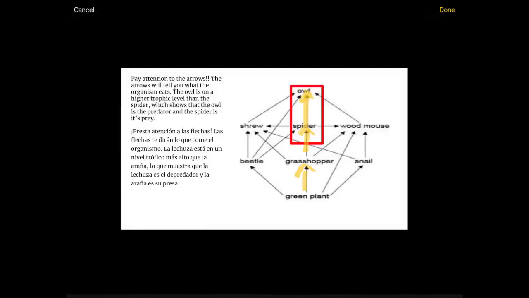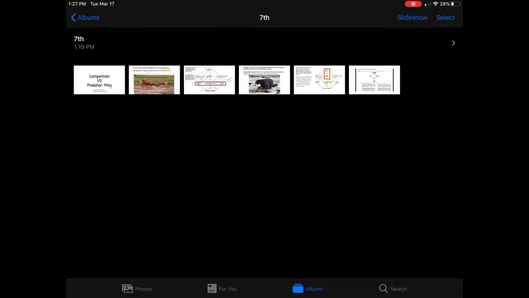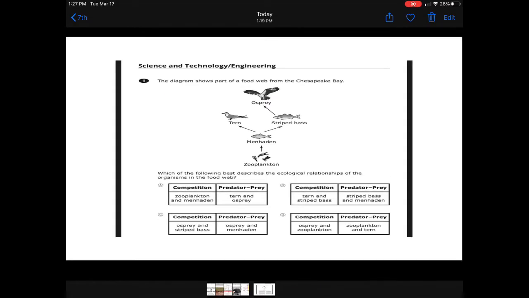So the $1 million question I have for you is this lovely MCAS question. It says the diagram shows part of the food web from Chesapeake Bay. Which of the following best describes the ecological relationships of the organisms in the food web? So you have to decide which relationship is competitive and which relationship is predator-prey. Now I'm going to post this on Google Classroom. I want you to try your best. You'll use my notes to help you. And I want you to justify your answer. Tell me why.